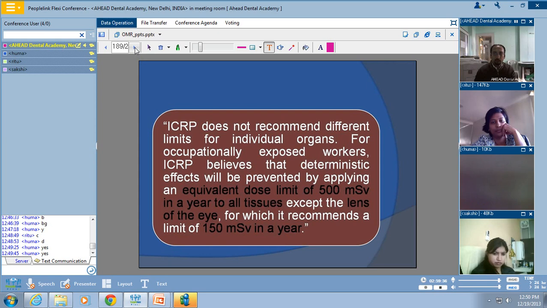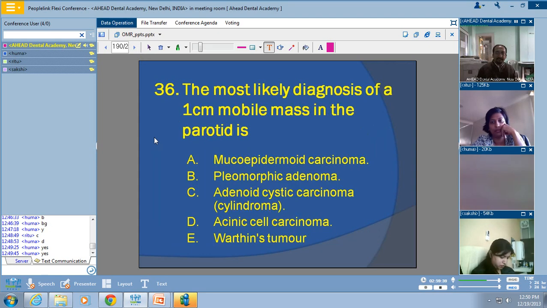The most likely diagnosis of a 1 cm mobile mass in the parotid is, well, the word "most likely" is there. Whenever the words "most likely" come, indirectly, what are we asking? We are actually asking which is the most common parotid gland tumor. Because all the malignant tumors, remember, are fixed, choices A, C and D are automatically ruled out. So what are you left with? Choices B and E. Even if the tumor is not as common, when the words "most likely" come, the correct answer becomes pleomorphic adenoma. So it's a sort of trick question.